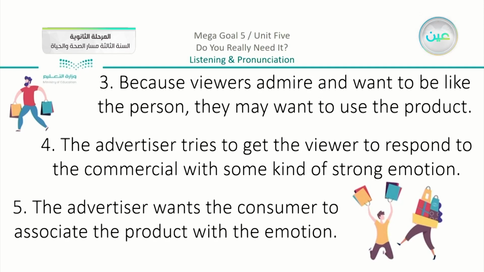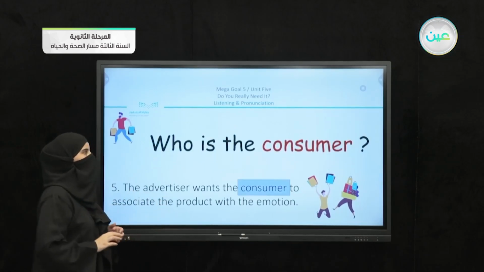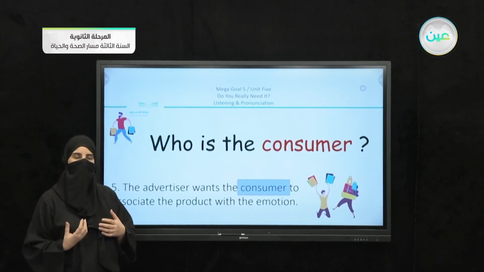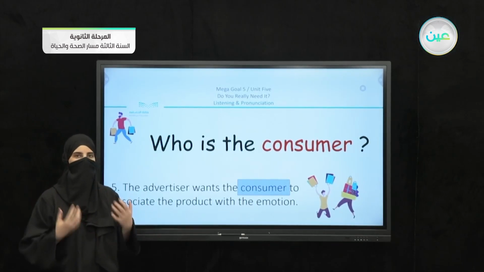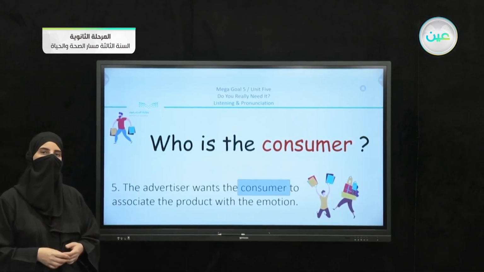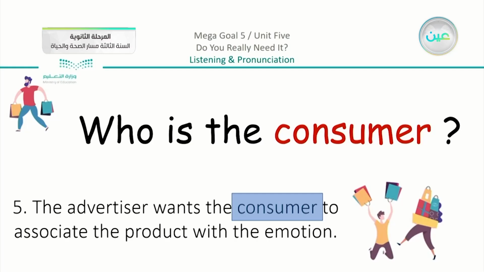So you can see how the "to" was pronounced in all the sentences that we have, and now you can link together, and we have all the previous pronunciation lessons that we studied. You can all join them together and use your pronunciation more often to make it more fluent. Now, we had something mentioned about a consumer. So who is the consumer? Now here in this sentence, which is number 5 in your book, we have here, the advertiser wants the consumer to associate the product with the emotion.